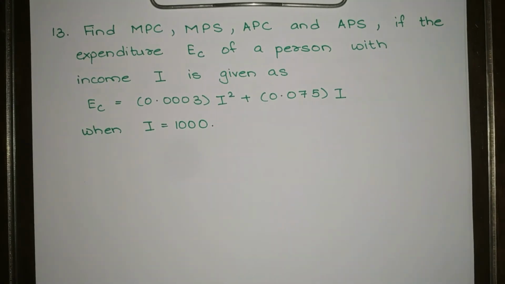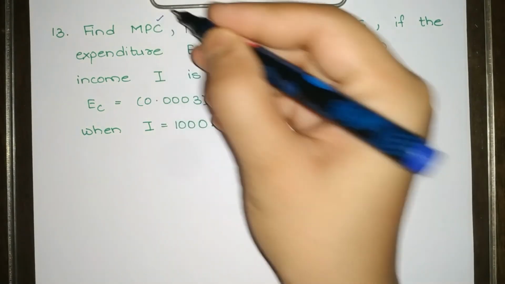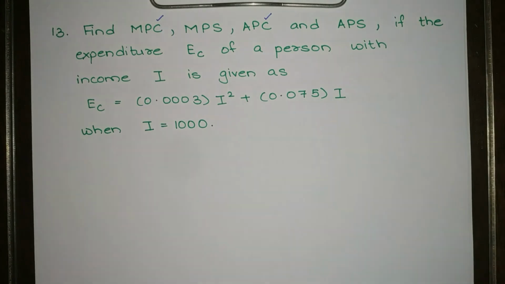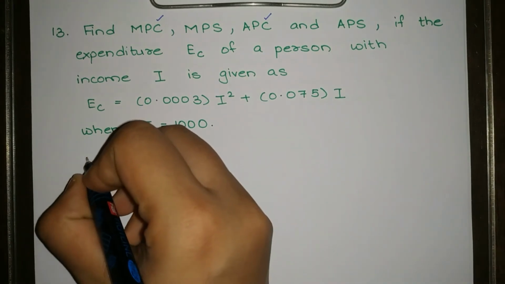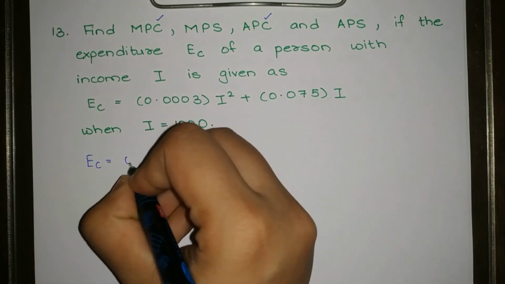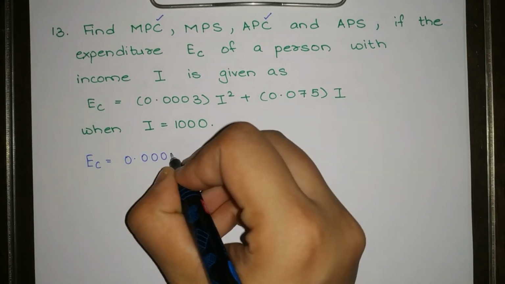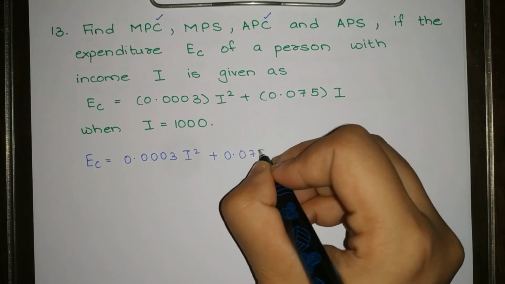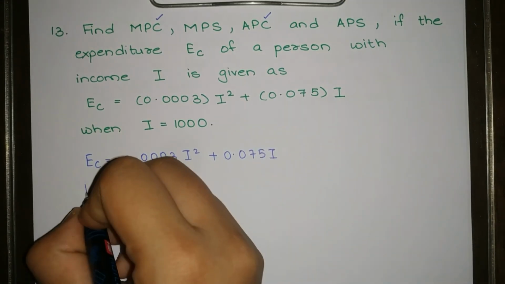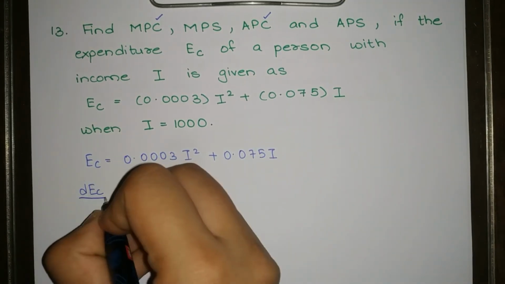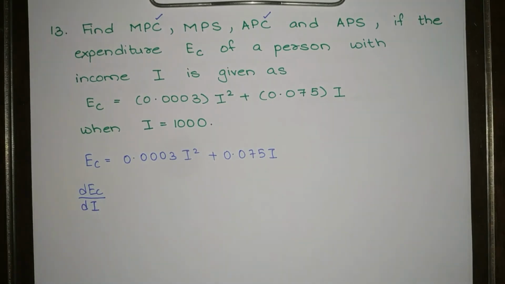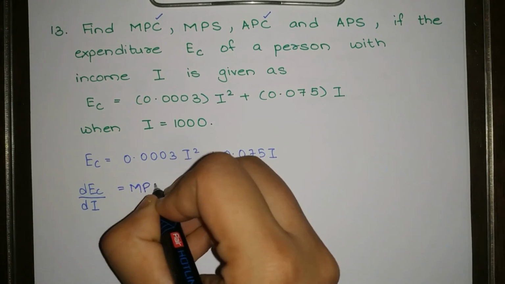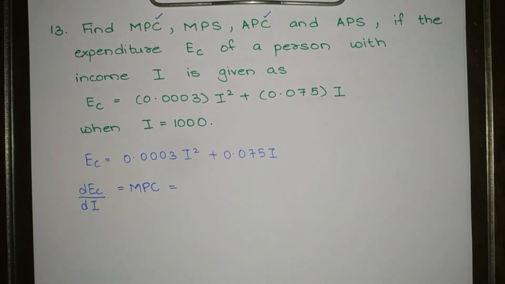Now first thing, we can very easily find marginal propensity to consume and average propensity to consume, because we have been given the consumption function. So we know that here EC is equal to 0.0003 I square plus 0.075 I. Okay, so first I find the derivative with respect to I, and what will that give me? This will give me the marginal propensity to consume. Marginal means it comes when we take the derivative.